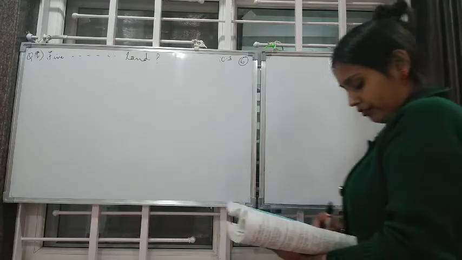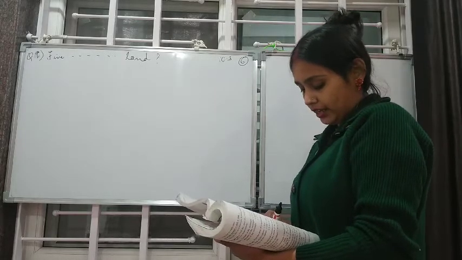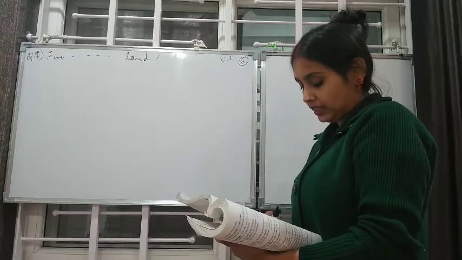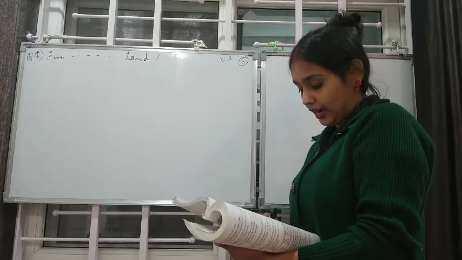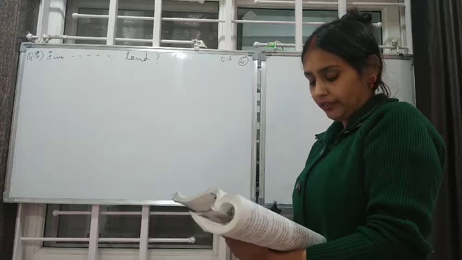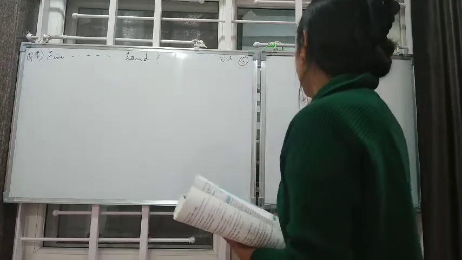So children, we are starting with question number 9 today. I am going to read the question for you all. Exercise 10.3, question number 9. 5 square flower beds, each of size 1 meter, are dug on a piece of land 5 meter long and 4 meter wide.